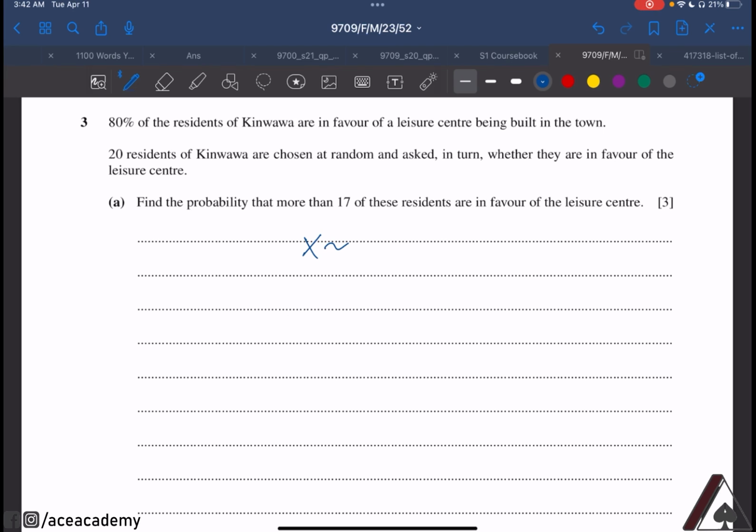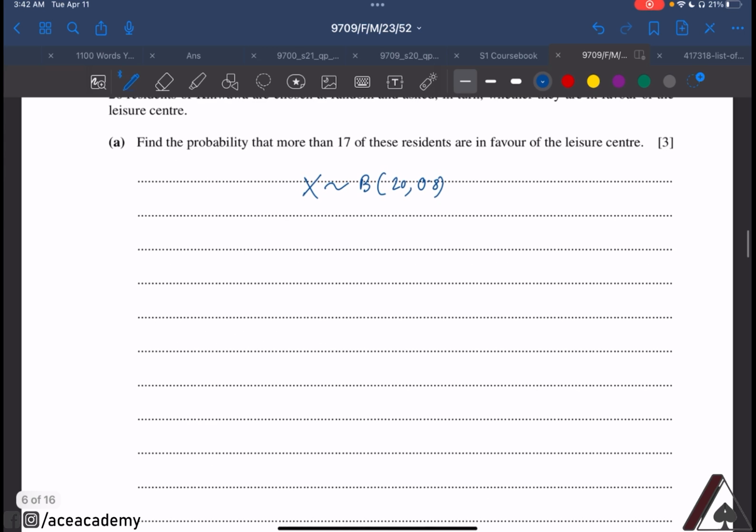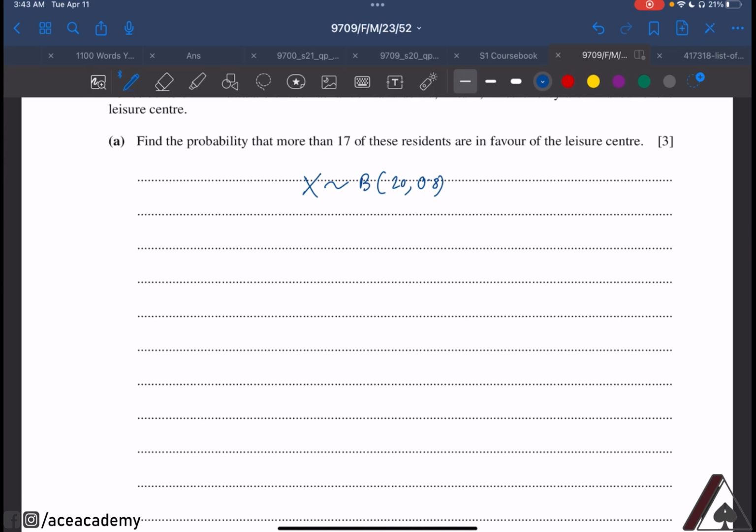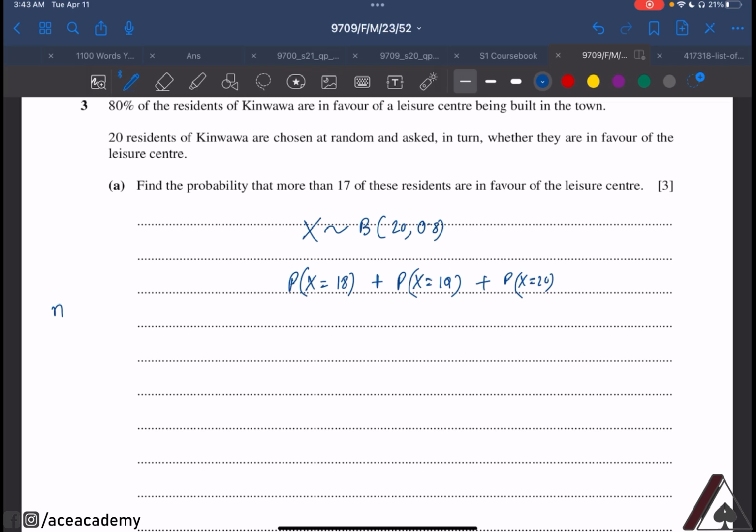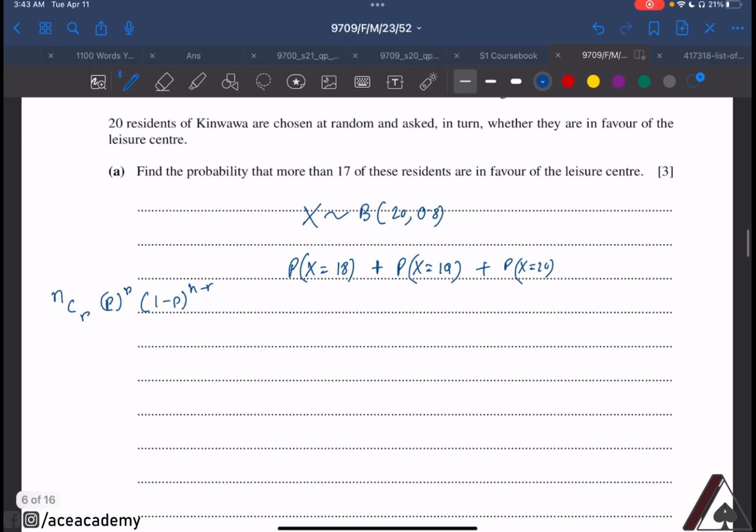So x is a variable with a binomial distribution, and there are 20 trials and the probability of success is 0.8. They're asking for more than 17, which is probability of x equals 18 plus probability of x equals 19 plus probability of x equals 20. The formula of binomial distribution is nCr, probability of success to the power r, and probability of failure to the power n minus r. Alright, so let's do it.